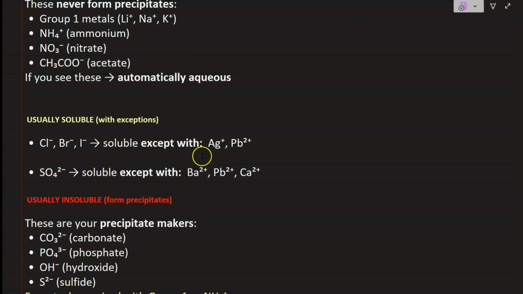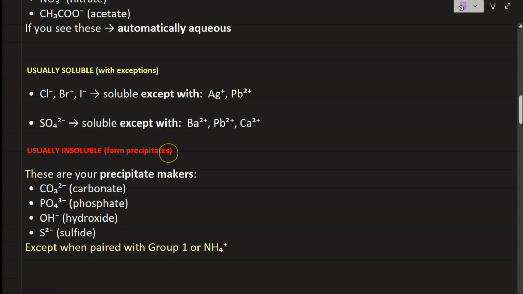They're soluble except with the silver and the lead. And it's right here again, soluble except with, this is sulfate, by the way, except with these specific ions. And then, of course, we have usually insoluble. That means they form precipitates. And these are the 4 precipitate makers. Just remember them. It's pretty straightforward.